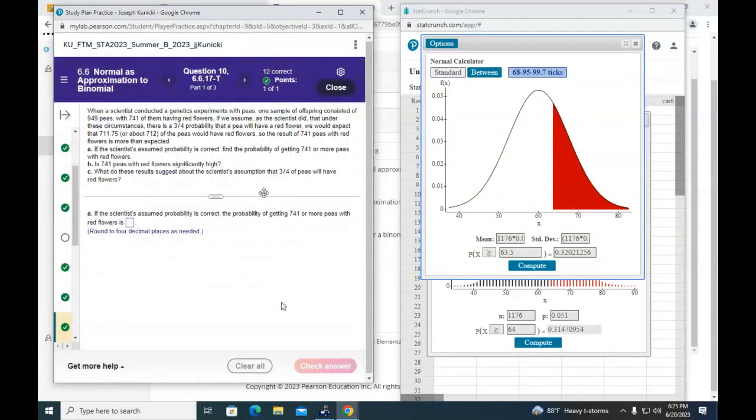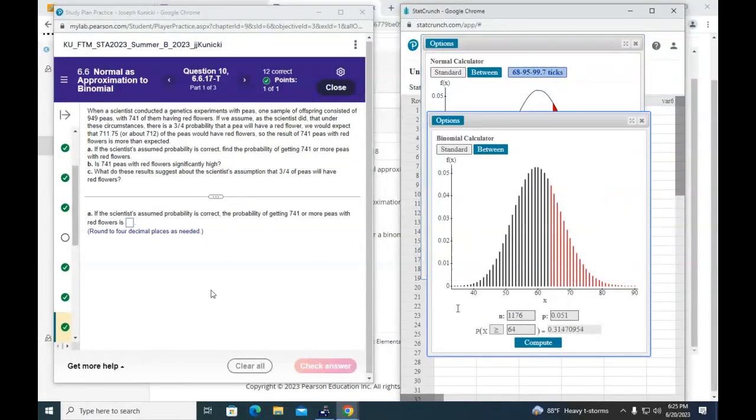I'll answer the next one. 17. When a scientist conducted a genetics experiment with peas, one sample of offspring consisted of 949 peas, with 741 of them having red flowers. If we assume that the scientist did, under these circumstances, that there is a 3/4 probability, that's the assumption, 0.75 will have a red flower, then we would expect 711.75, that's NP, or 712.